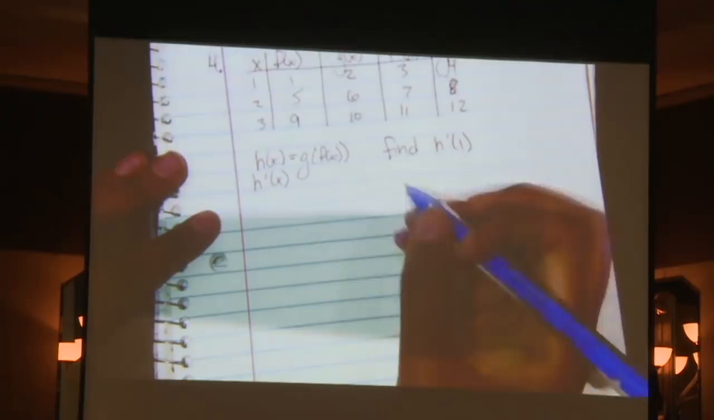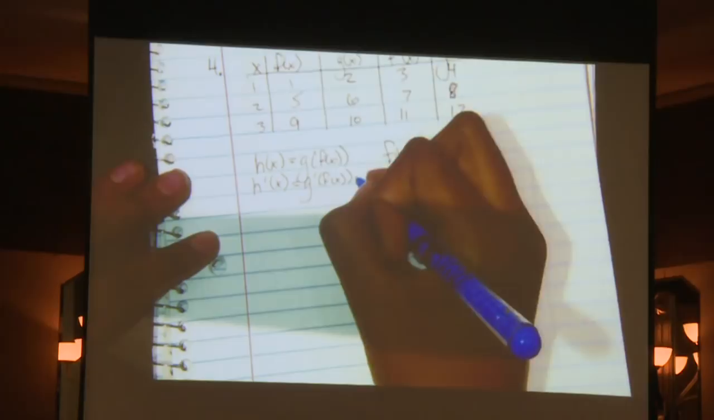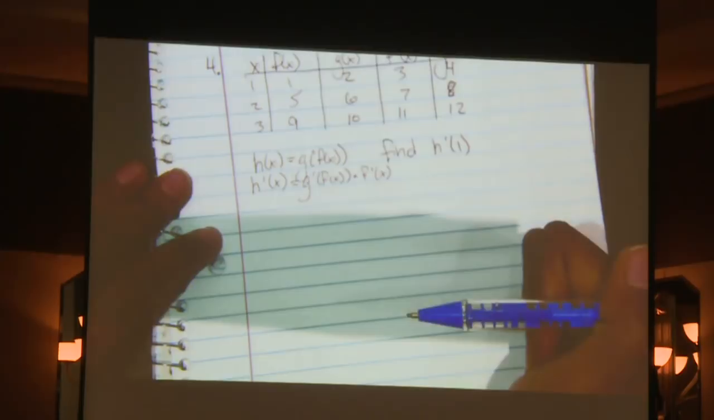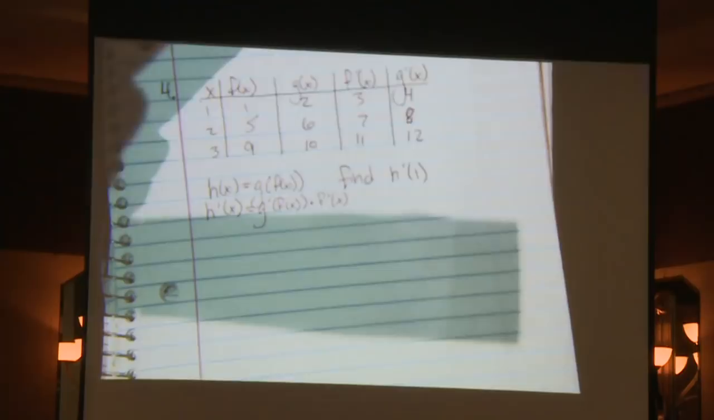So the derivative of this, you're going to use chain rule. You're going to take g prime and keep the inside, and then multiply it by the derivative of the inside. A common mistake is that most people tend to change the inside. Please don't do that. You always keep the inside the same and then multiply by the derivative of the inside. Once we get that, now we can plug in our values.